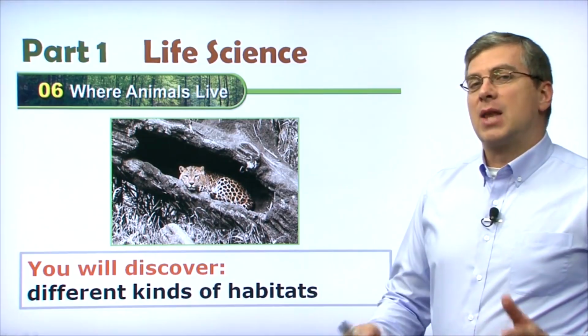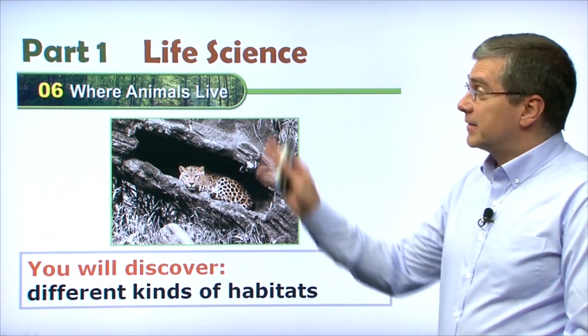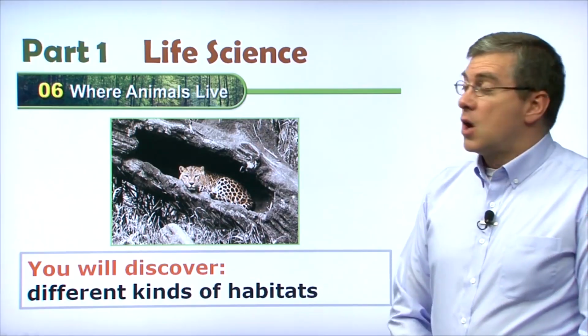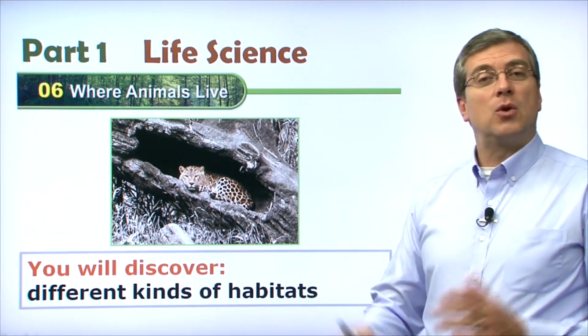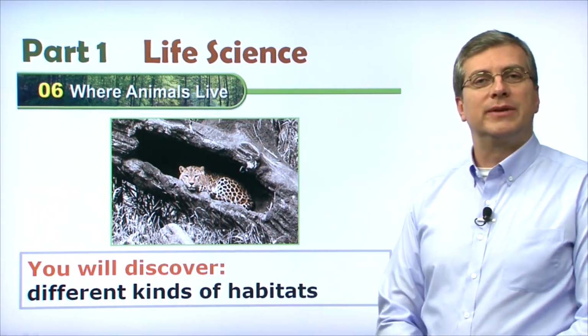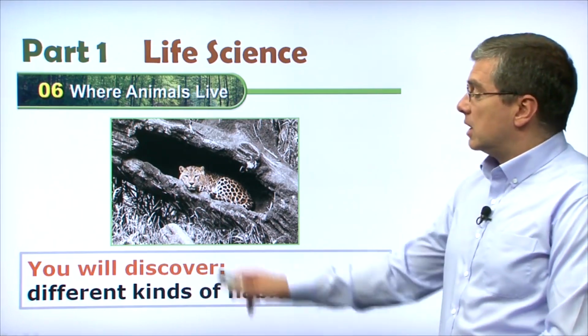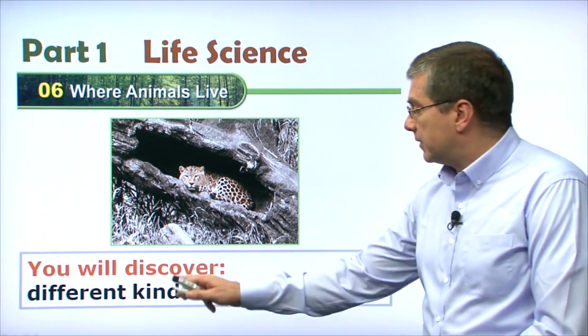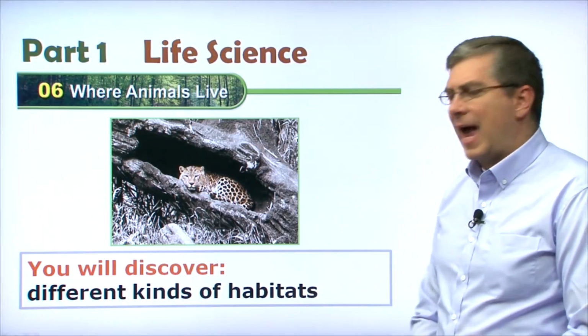Now we've been talking a lot about animals, haven't we, in the last few lessons. In this lesson, lesson 6, we're going to talk about where animals live. Okay, so where do all of these animals that we've been talking about live? In this unit, you will discover different kinds of habitats. Now that's an interesting word there, habitats.